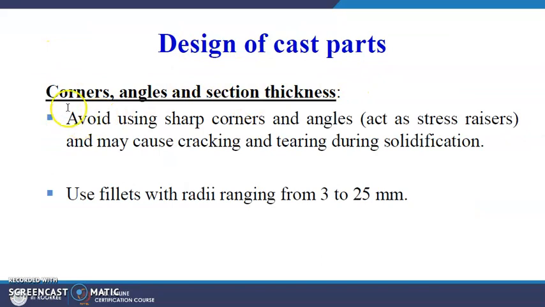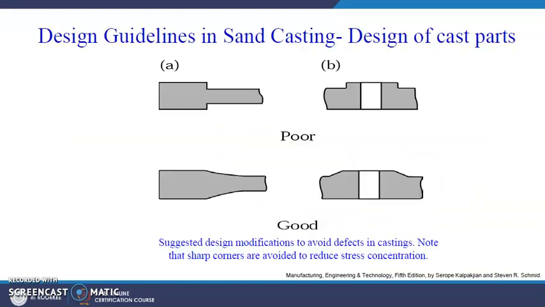Designing for cast parts: corners, angles and section thickness. Means you have to use a fillet with a radius of 3 to 25 mm. Sharp corners and angles should not be there. You have to avoid these sharp corners and angles. Then these are a few things. These are the poor characteristics because they have sharp corners here. This should be some uniform shape. So this is the way.